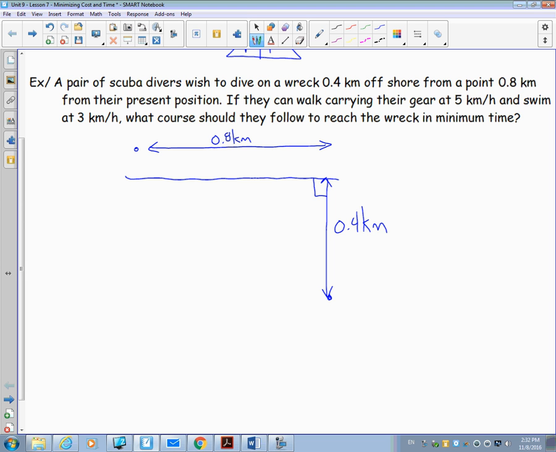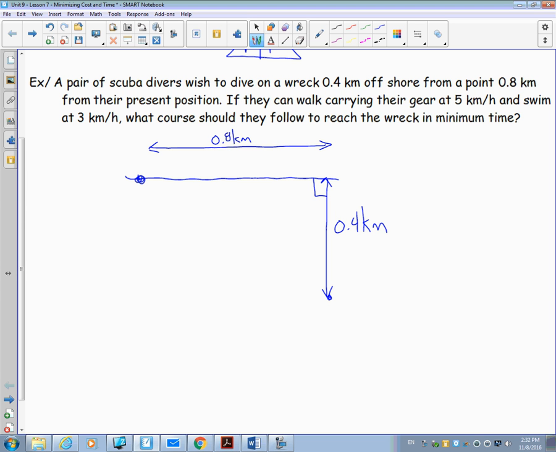Our divers can walk all the way down the beach at 5 kilometers an hour, or they could swim directly from where they are on the beach. Actually, let's move our dot here, since we're actually on the beach. They could swim at 3 kilometers an hour, and they want to figure out the least amount of time it's going to take them to get to the wreck.